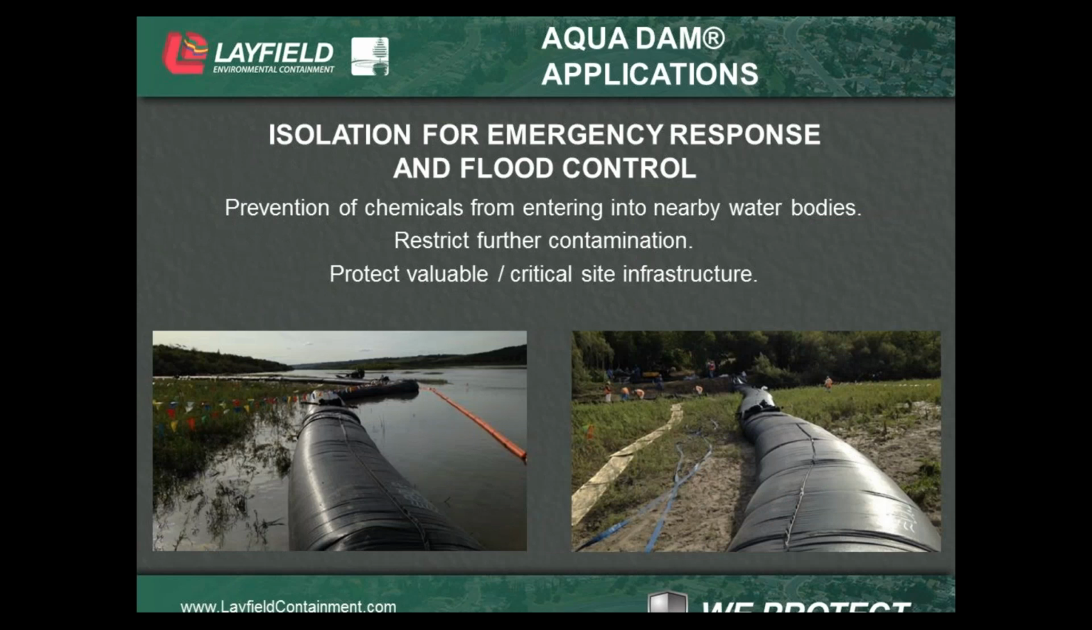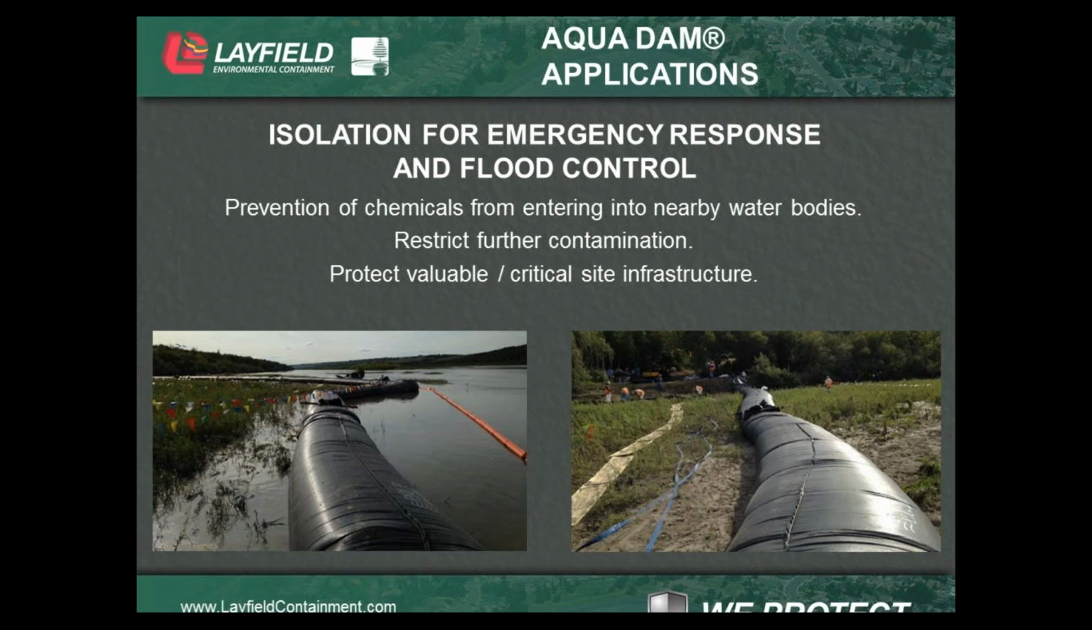Isolation for emergency response and for flood control. So if you've got a pipeline that's malfunctioned, or a pipeline where corrosion has gone right through, you've got some leakage, a spill in wetlands or muskeg areas, put an aqua dam in place to prevent any chemicals from entering a nearby water body, or restrict any further contamination of your muskeg area or wetland. Put an aqua dam around the area to isolate it.